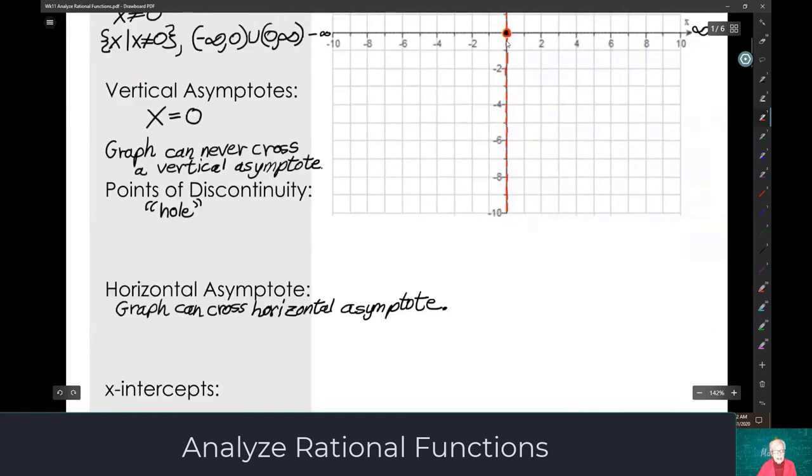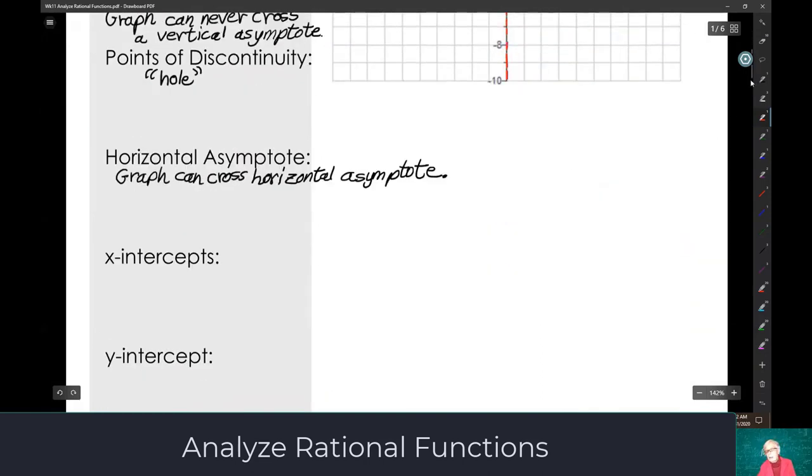To find the horizontal asymptote, you look at the highest degree term on the top. How shall I write this? Okay, let's do it this way. I'm going to do it in blue. Highest degree term on top and the highest degree term on the bottom, and you make a fraction out of them.